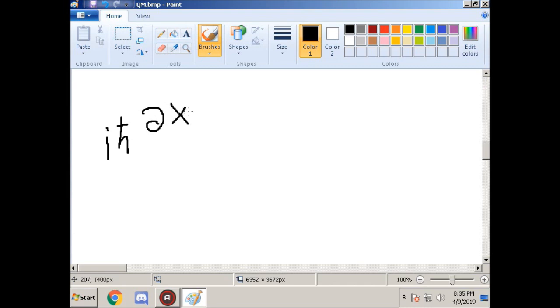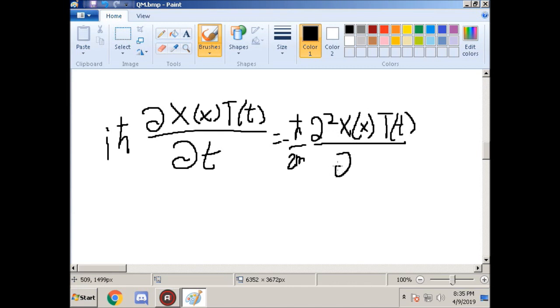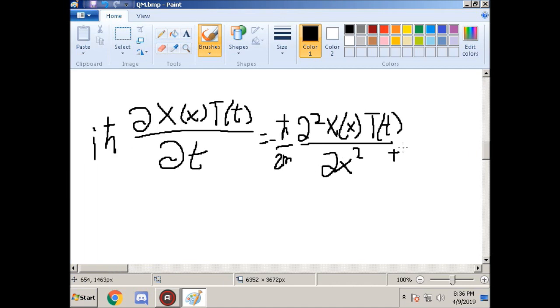Okay, so now we have X of x, T of t, differentiated with respect to time, equals negative h bar squared divided by 2m of the second derivative of X of x, T of t, with respect to position, plus V times X of x and T of t. Okay, so I'm running out of space there, but whatever.